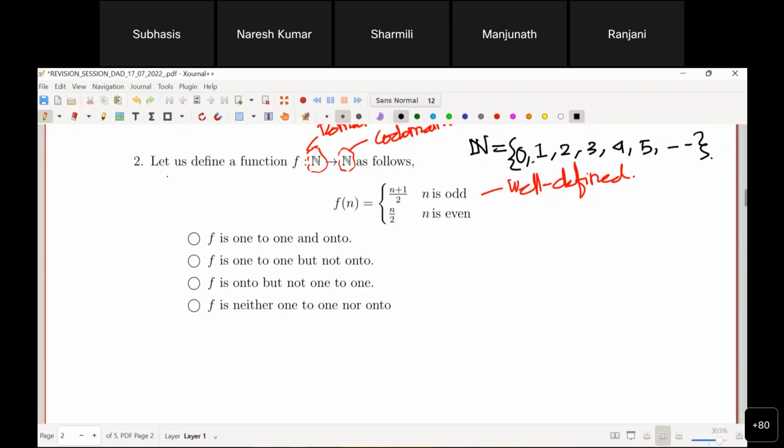One can easily see that here. So from the expression, what is the image of f of 0?